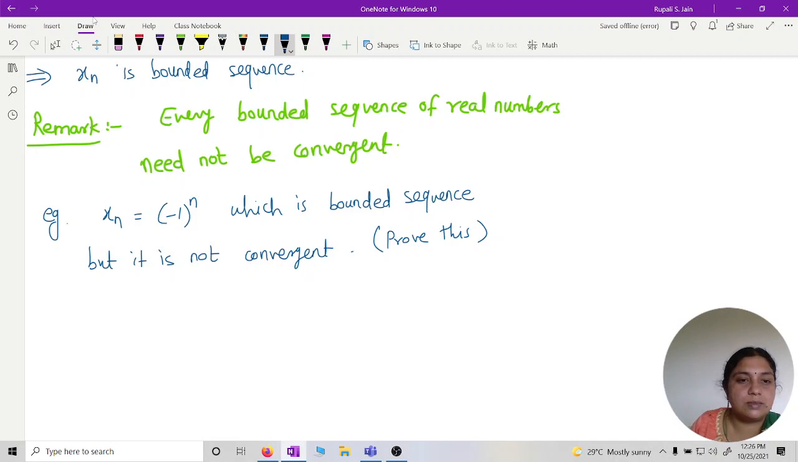How will you prove this? Suppose it is convergent, and arrive at some contradiction. Prove by contradiction. Today you think on this and tomorrow tell me the proof, or you can send it to me on the WhatsApp group also.